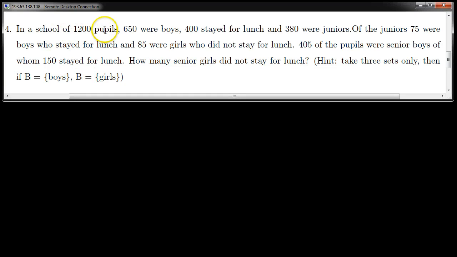In a school of 1,200 pupils, 650 were boys, 400 stayed for lunch, and 380 were juniors. Of the juniors, 75 were boys, who stayed for lunch, and 85 were girls, who did not stay for lunch. 405 of the pupils were senior boys, of whom 150 stayed for lunch. How many senior girls did not stay for lunch? Hint, take 3 sets only. Then if B equals boys, G, that should read equals girls.